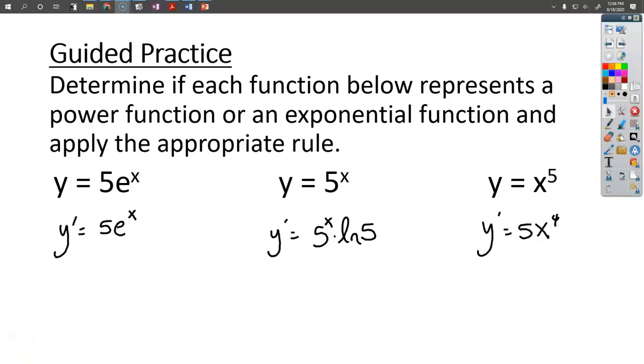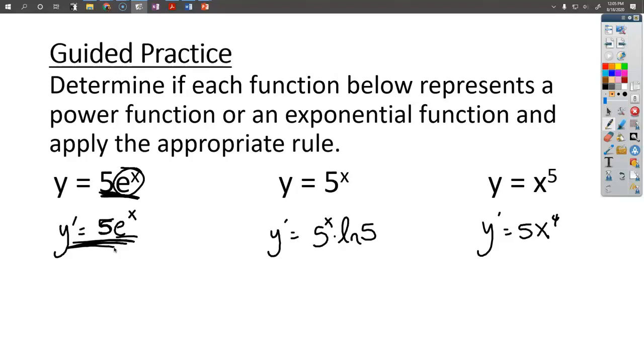Okay, so the first one has a constant multiplier in the front. Now, as you guys know, they don't change when you take a derivative. The constant multiplier just stays there. Okay? So we're going to leave the 5, but we do need to do the derivative of e to the x. Well, the derivative of e to the x is just e to the x. So the derivative of this expression is exactly the same thing as the original function itself.